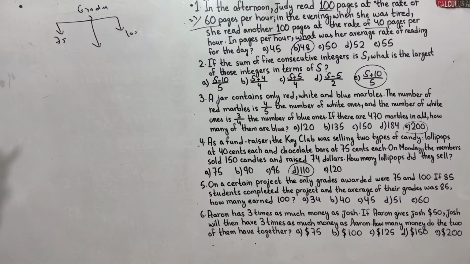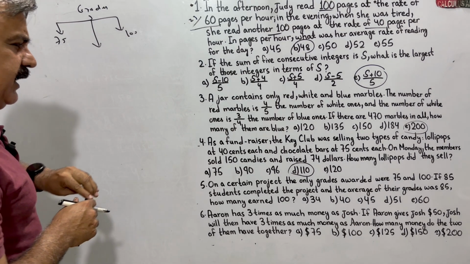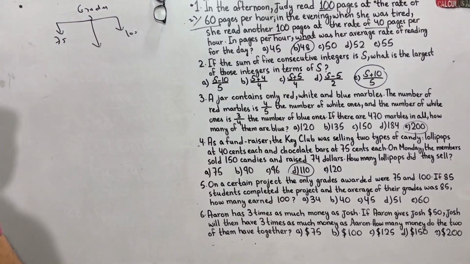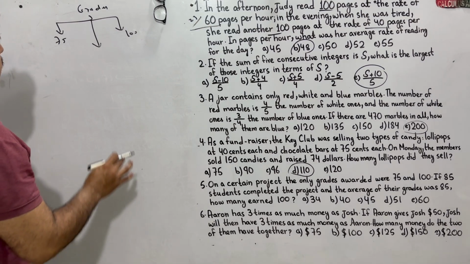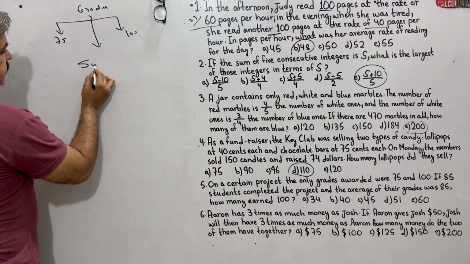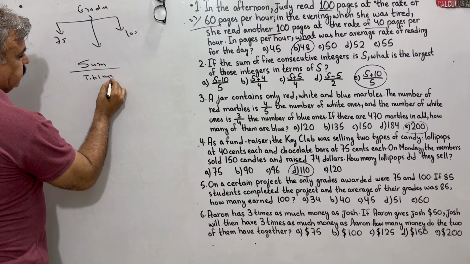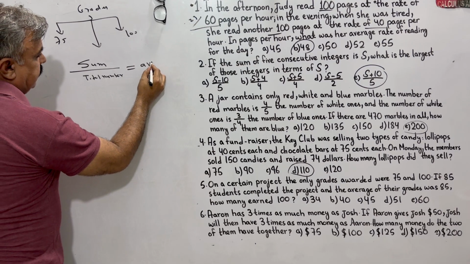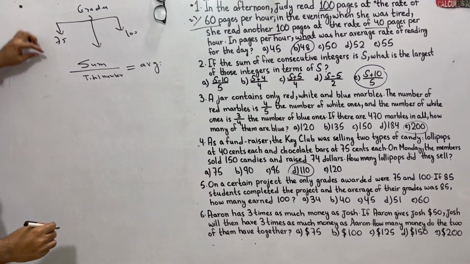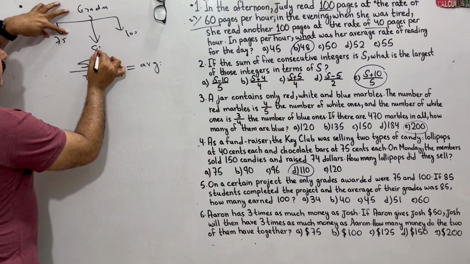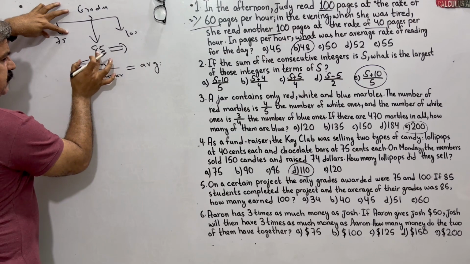If 85 students completed the project and the average of their grade was 85, 85 students completed the project and their average is also 85. We are asked to find the number of students who earned 100. Average is given by sum divided by total number. It is equal to our mean. How many students are there? 85. Same split situation.